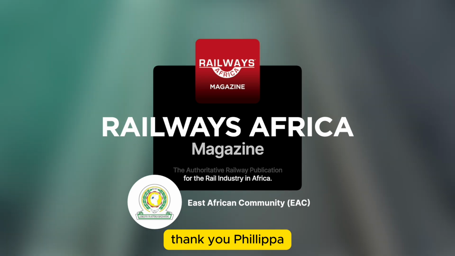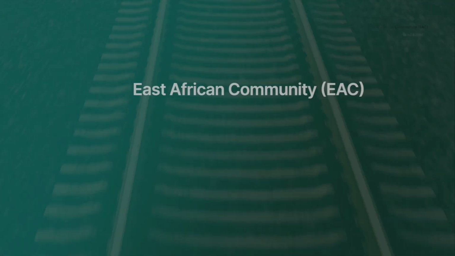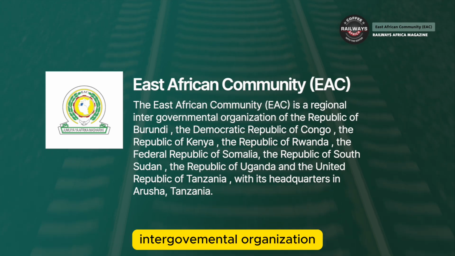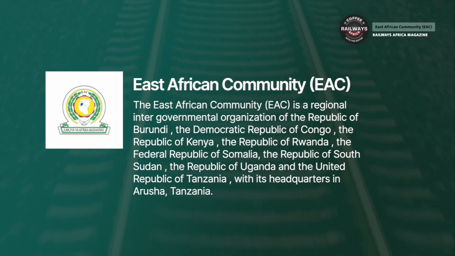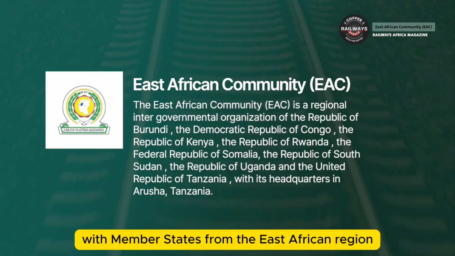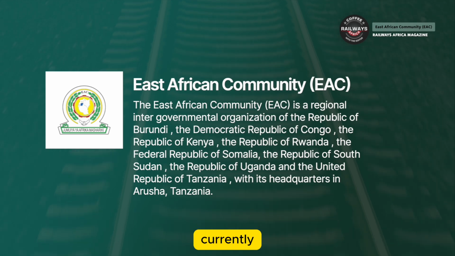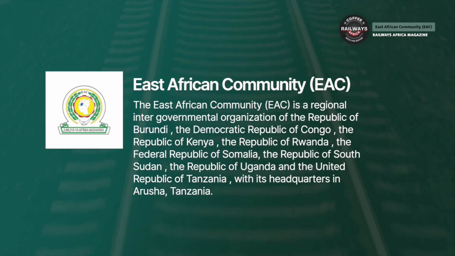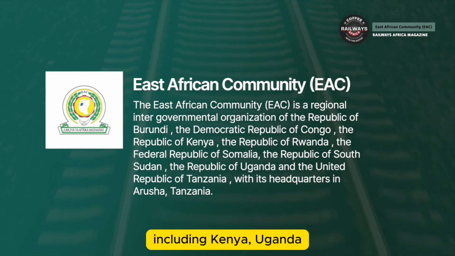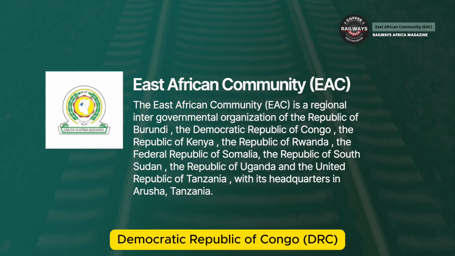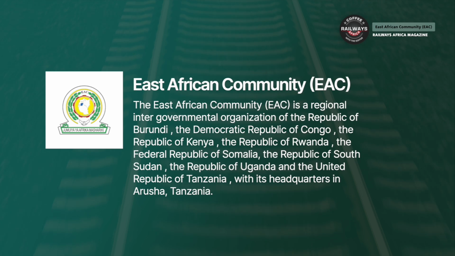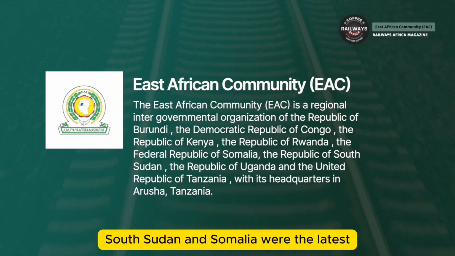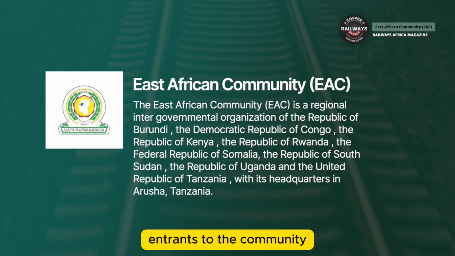Thank you, Philippa. Great to be with you today. The East African Community is a regional intergovernmental organization with member states from the East African region. Currently, the community has a total of 8 member states, including Kenya, Uganda, Tanzania, Democratic Republic of Congo, Rwanda, Burundi, South Sudan, and Somalia were the latest entrants to the community.